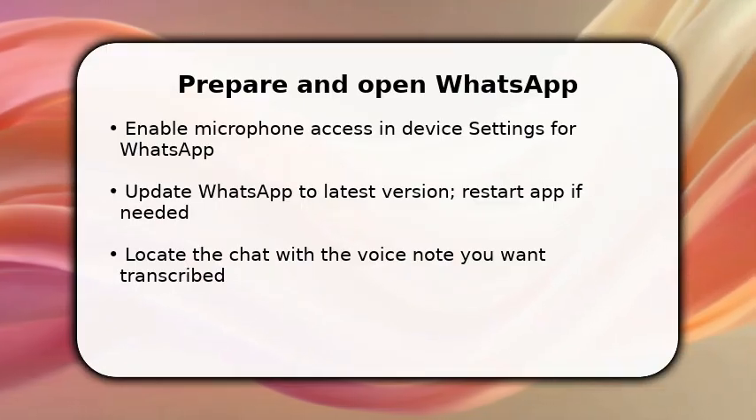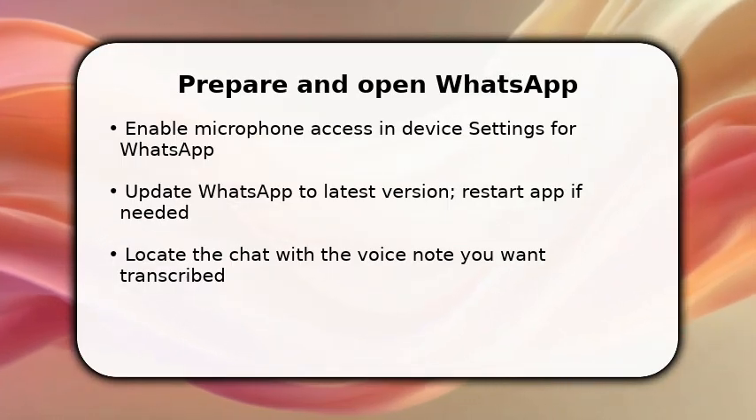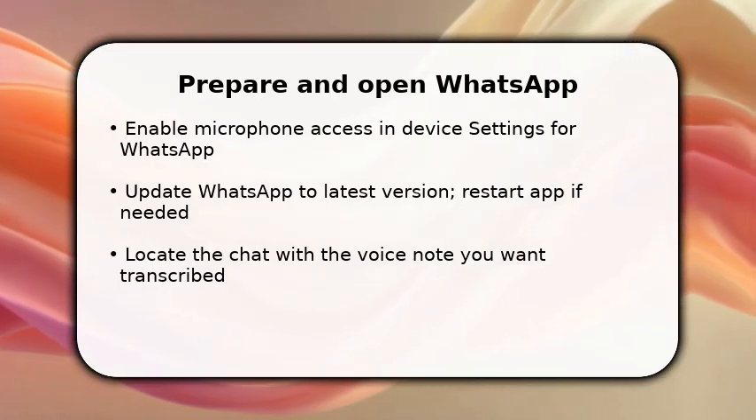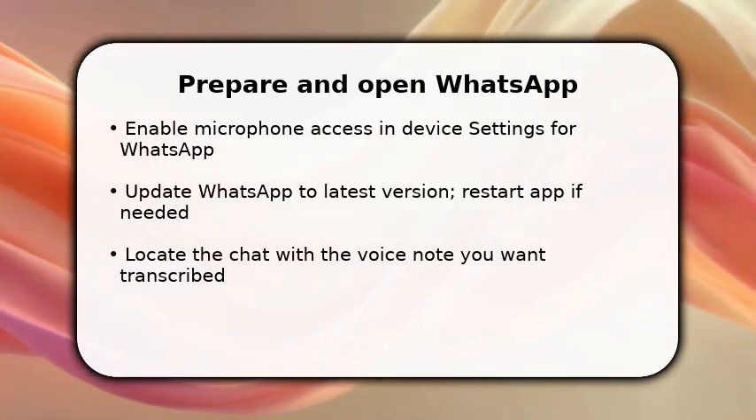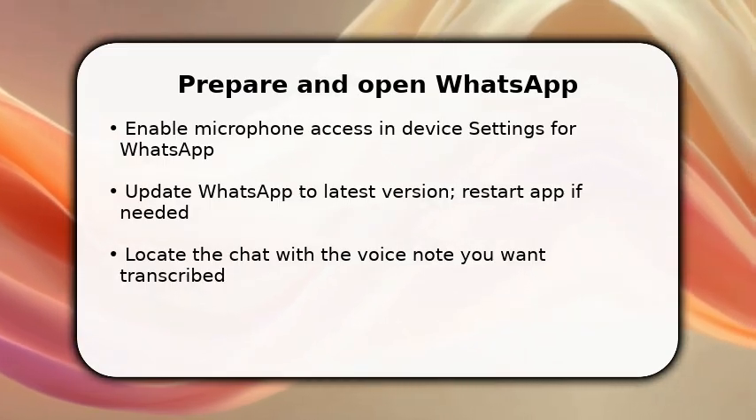You start by granting microphone and speech permission access. That lets speech utilities work with WhatsApp. Open the chat containing the voice note and make sure the message is fully downloaded. Once done, keep your phone unlocked and app active so background audio tools can access the note.